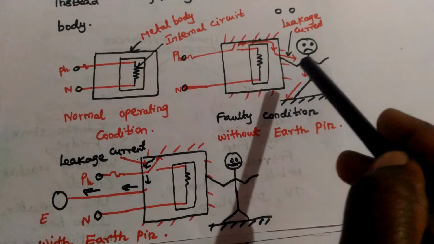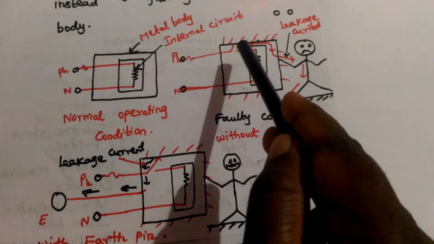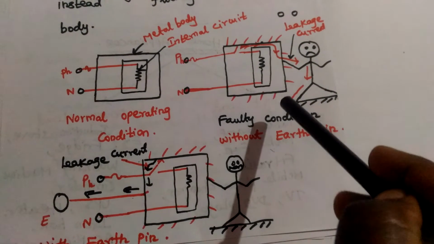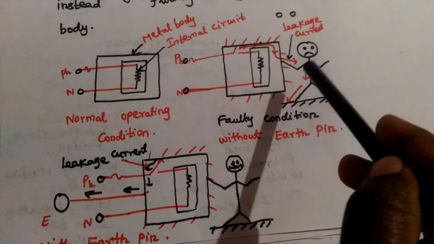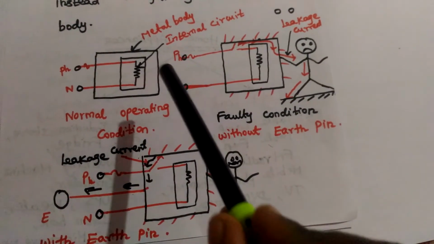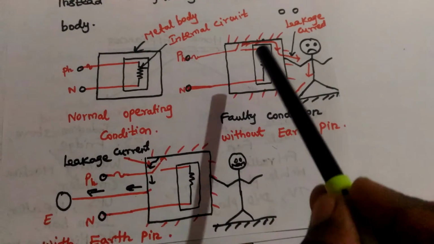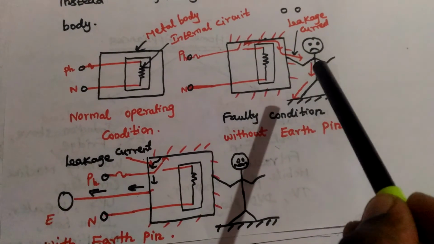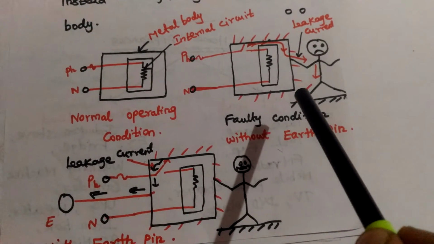Suppose a person comes to touch the metal body. What will happen is that the leakage current in the metal body passes to the earth through the human body, so that person experiences an electrical shock. So here, in the faulty condition and without an earth pin, the leakage current flows to the earth from the metal body through the human body, and it creates the electrical shock.